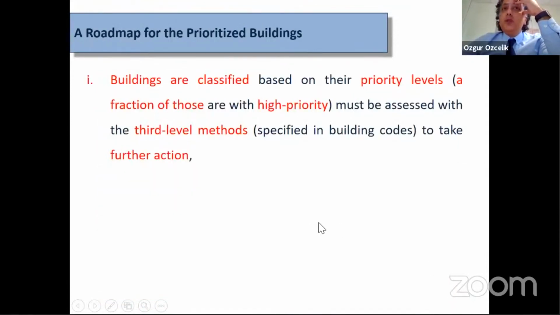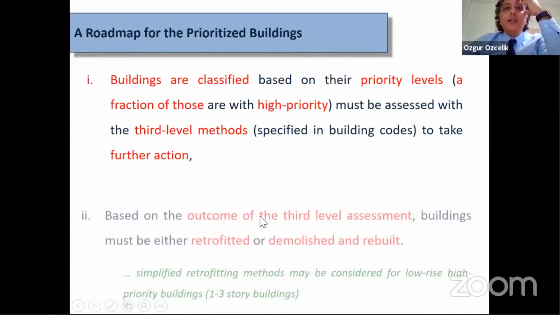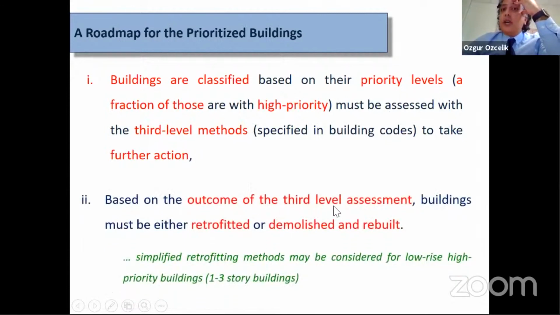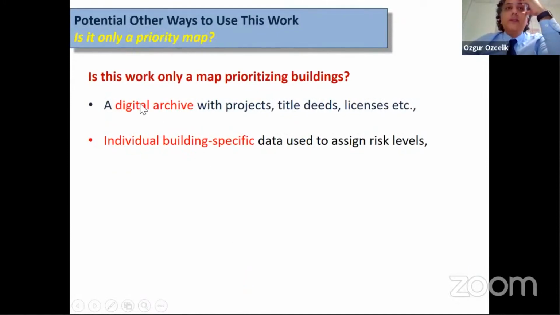So what should we do for the prioritized buildings? Buildings are classified based on their priority levels. They must be assessed with third level methods, right? Based on the outcome of the third level assessment, buildings must be either retrofitted or demolished and rebuilt. And we may have to look at, for example, simplified retrofitting methods. They may be considered for low-rise, high-priority buildings.